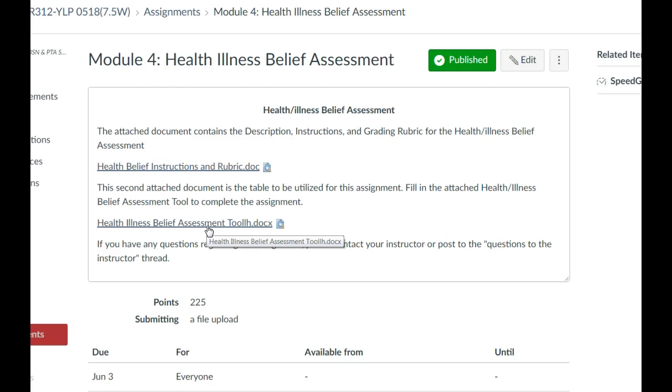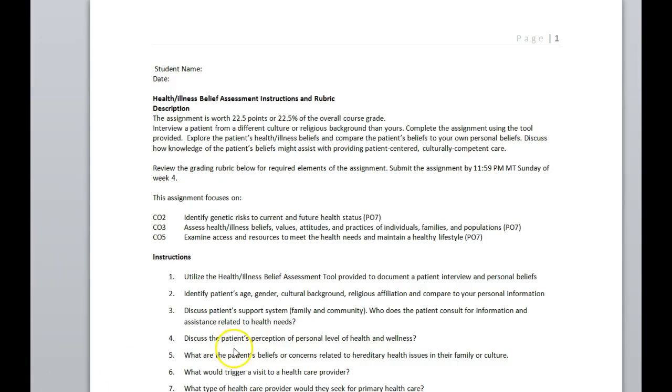So what you need to do for this assignment is download the instructions and rubric and then the tool. I would print the instructions out and the rubric, and then this you can download, type on it, and then you would save it and resubmit it. So the first thing you need to do is look at the instructions, and you really don't need to put this up here because you're going to be handing in the tool.